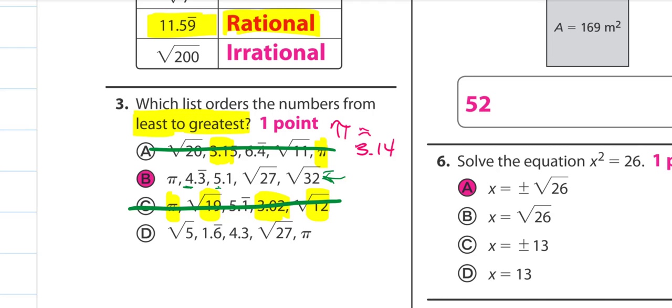Then again, on the process of elimination, you can take a look. Just the fact that I see a 4.3 that's listed before pi, which would be 3.14, tells me that that won't be it. So then that just leaves me making sure that this one is in order. Pi is 3.14. We've got 4.3 repeating. Here we've got 5.1, and the square root of 27 has to come before the square root of 32. So that tells me that B is the correct answer.